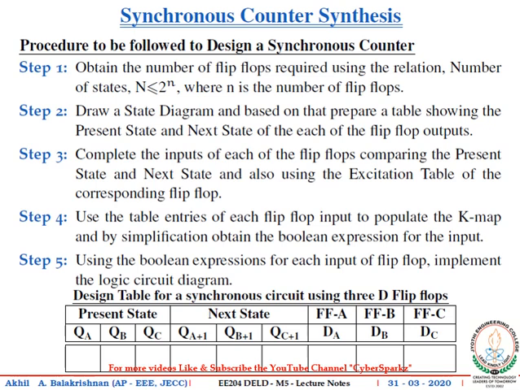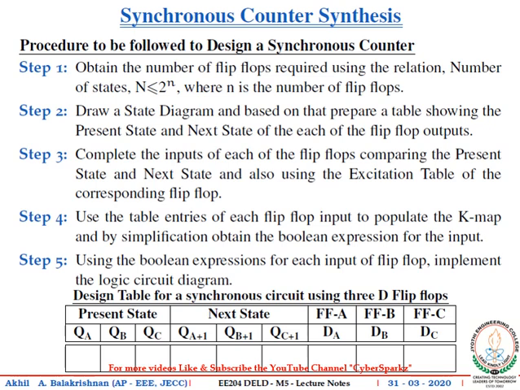In the third step, we need to determine the inputs of each of the flip-flops by comparing the present state and next state, and also using the excitation table of the flip-flop which is required for the circuit. In step 4, we use the table entries of each flip-flop input to populate the K-map, and by simplifying the K-map, we obtain the minimal Boolean expression for each input. In the last step, the Boolean expressions obtained in the previous step are used to implement the logic circuit diagram.